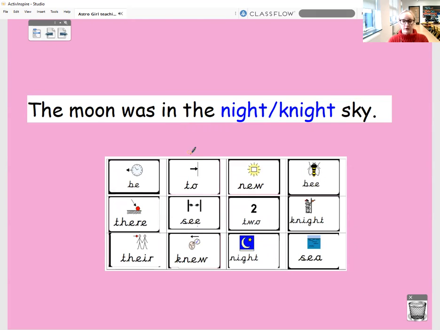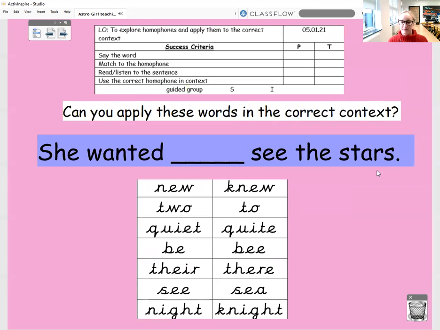And my last one, I've got my last sentence here and it says, the moon was in the night sky. It was in the night sky. Let me look back at my pictures. Is it this night or is it this night? It's definitely the night time rather than the person a night. Well done for helping me with that.